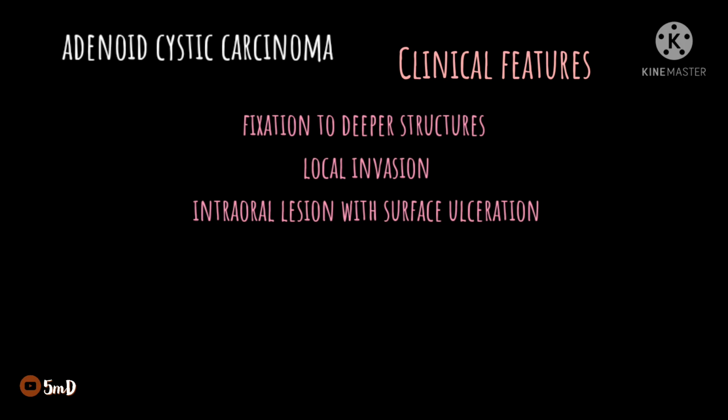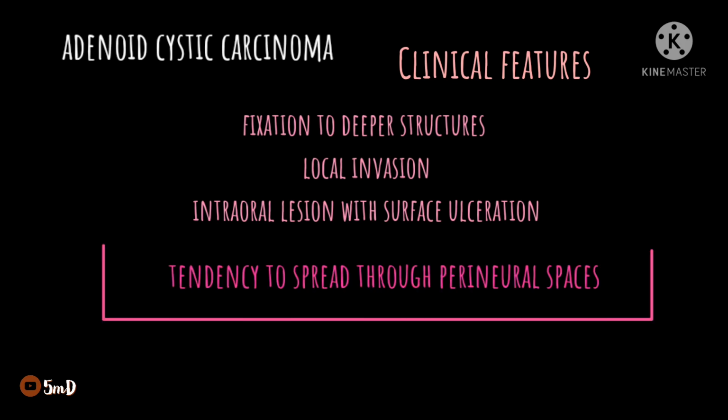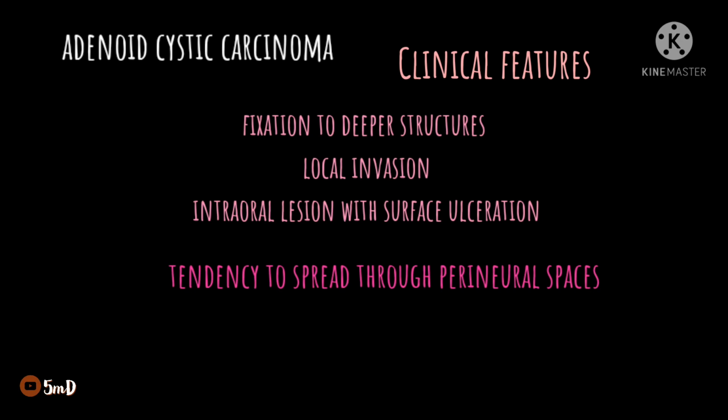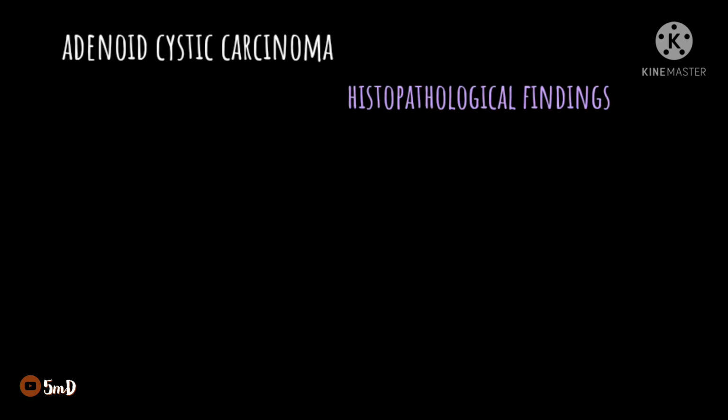And the most remarkable feature of adenoid cystic carcinoma is its ability to spread through the perineural spaces. It travels along the nerves through the perineural spaces and metastasis occurs, which is relatively a characteristic feature of adenoid cystic carcinoma. Now let us see the major histopathological findings in adenoid cystic carcinoma.